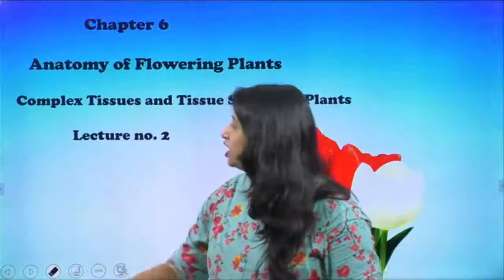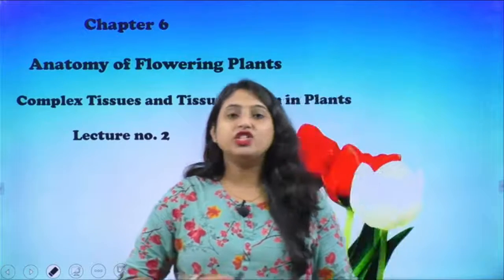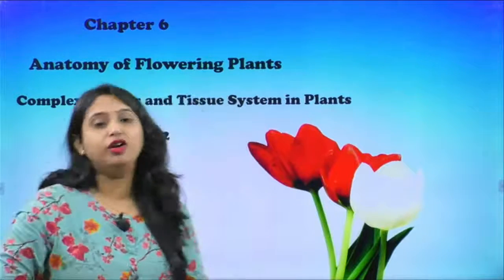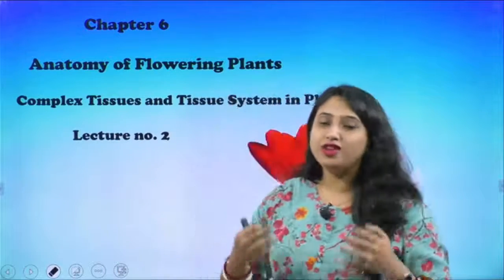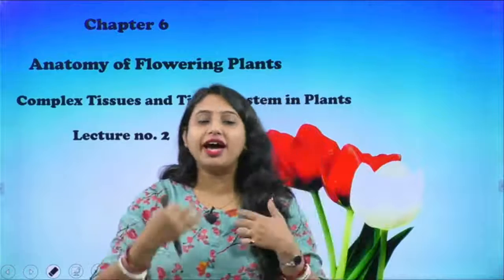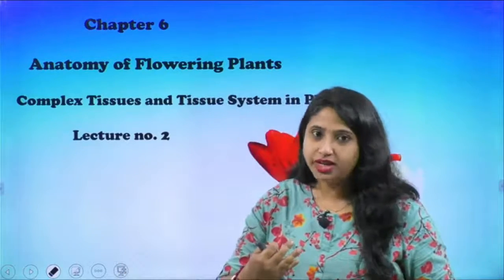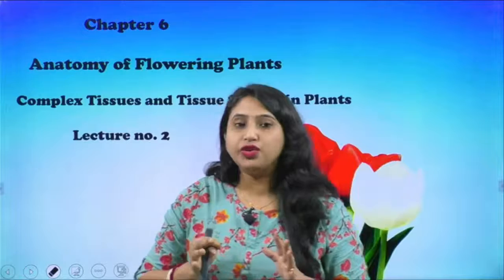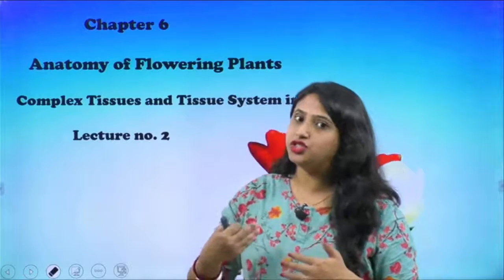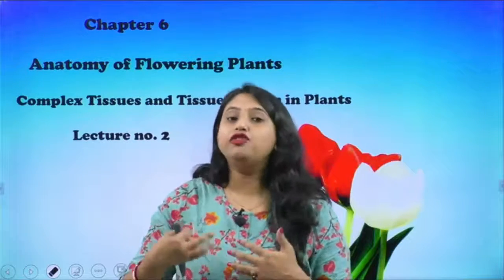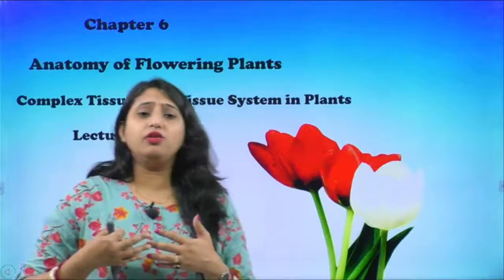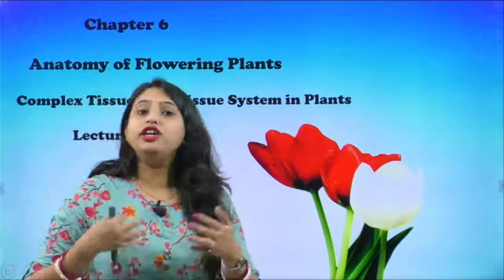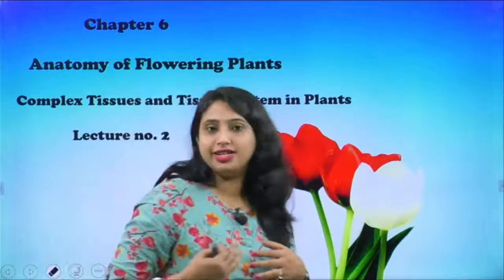You remember in our last class we started with chapter number 6, right? In the previous class we learned about the meristematic tissue and the permanent tissue. Meristematic tissues are the actively dividing tissues, the most active cells, whereas permanent tissues lack division after a certain period of time. They do not divide, okay? They are non-dividing cells, we can say.